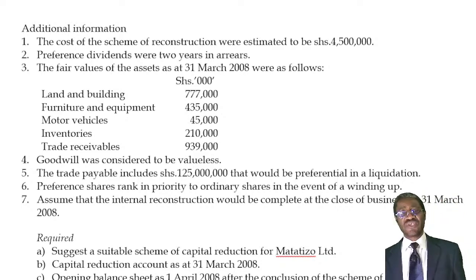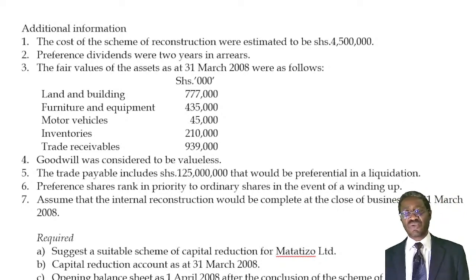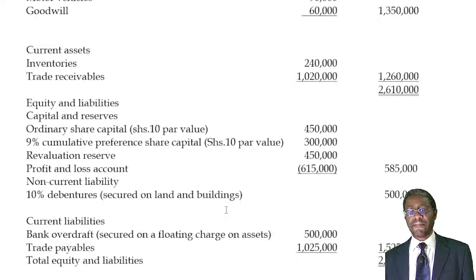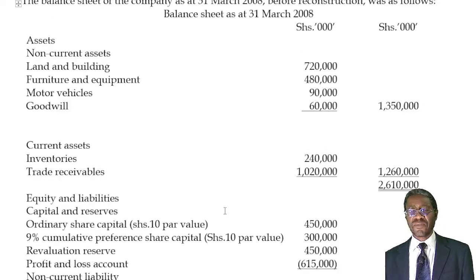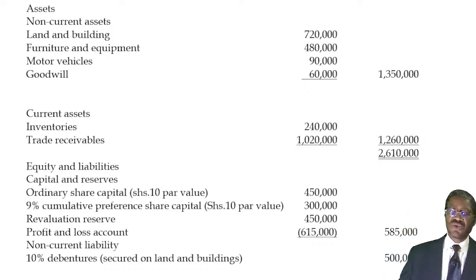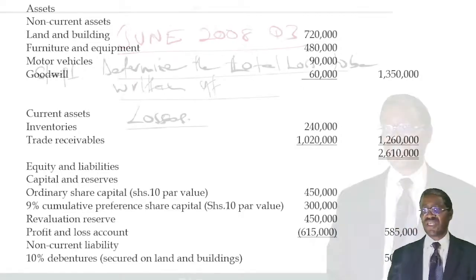Good. Next one is trade receivables. I can see fair value 939. What about the original value of the trade receivables? It is 1020. Another loss. Good. So those are the only assets.